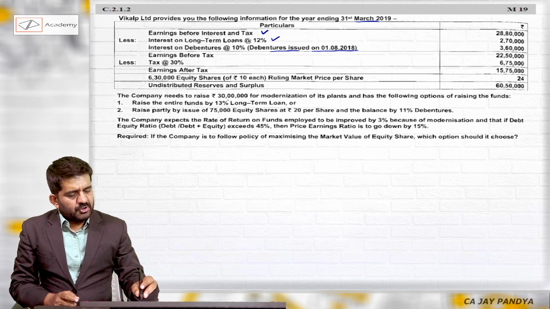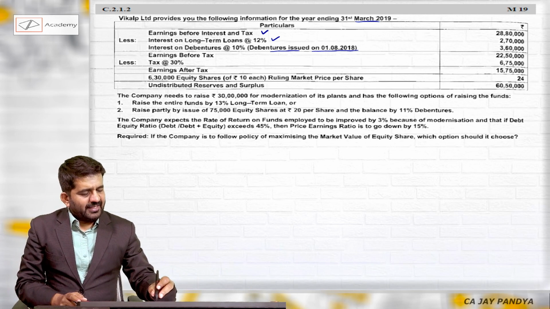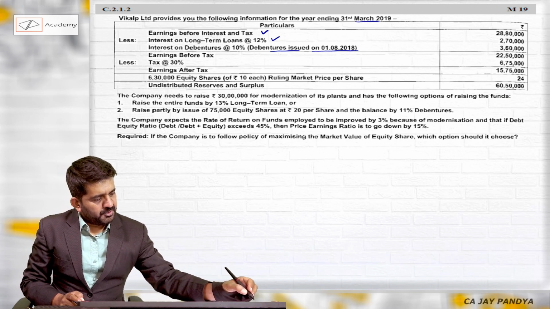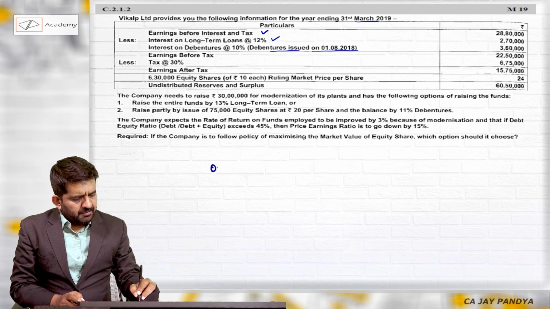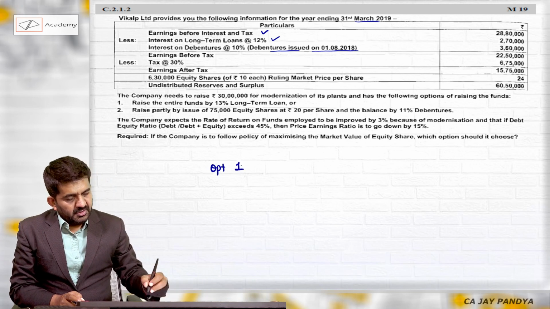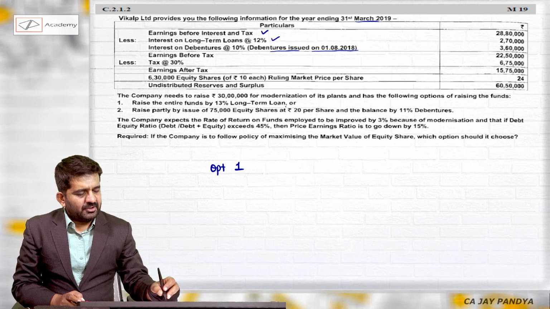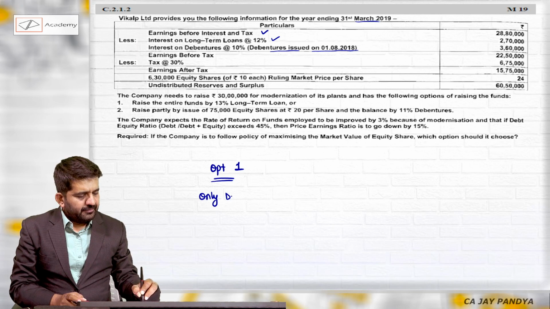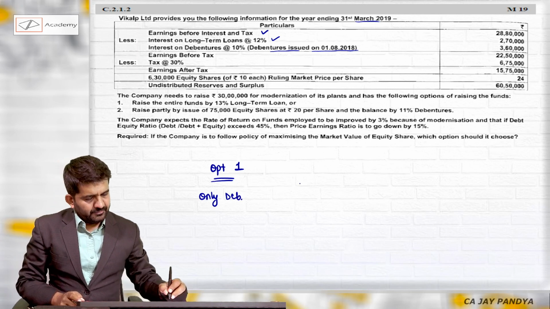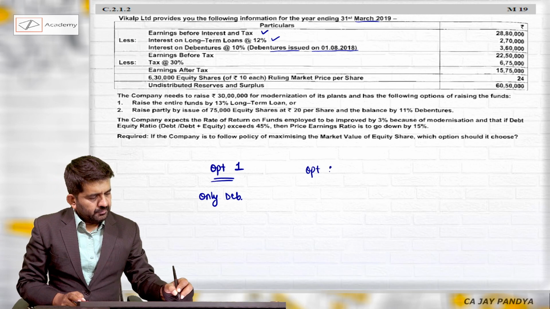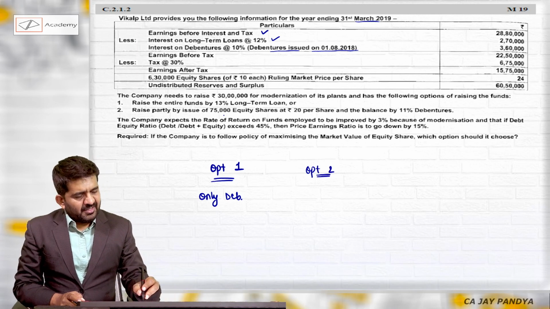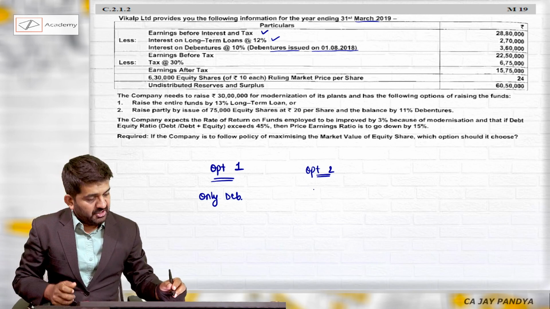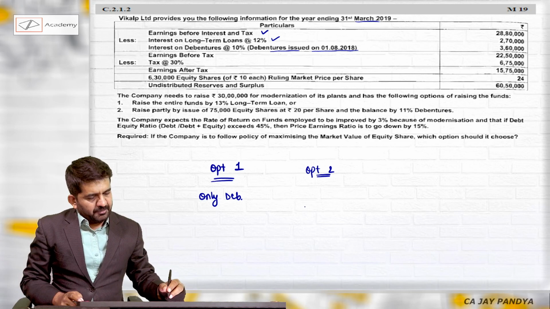The company needs to raise 30 lakhs for modernization of its plants and has the following options of raising the fund. Option number 1, raise the entire fund by 13% long-term loan, that is only debt of 30 lakhs. Option number 2, raise partly by issue of 75,000 equity shares of 20 per share each, and the balance by 11% debentures.